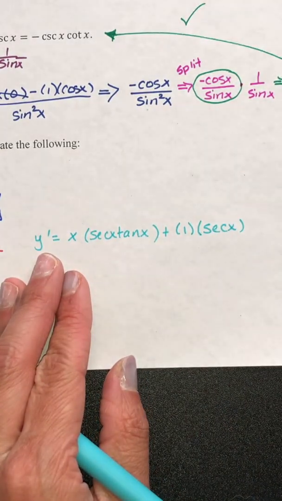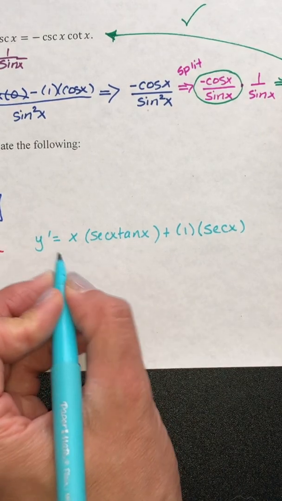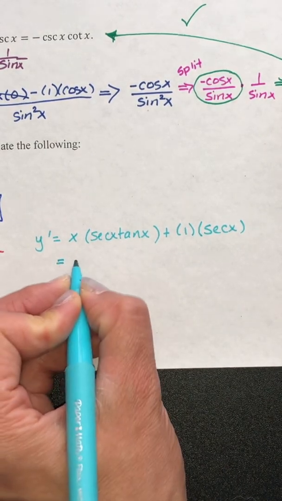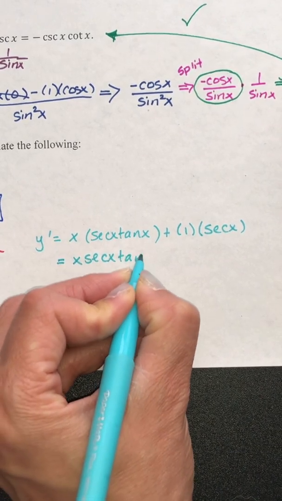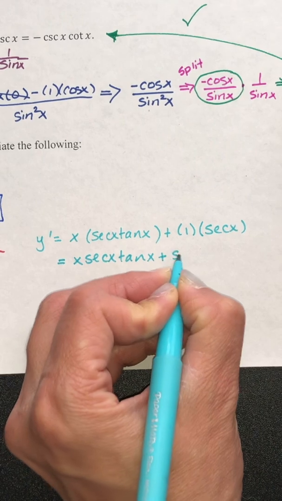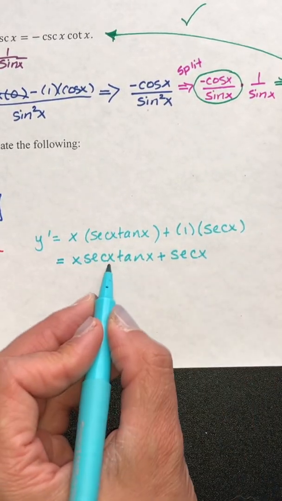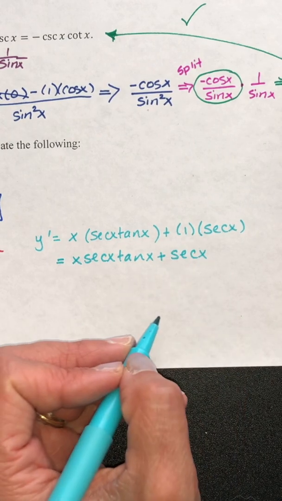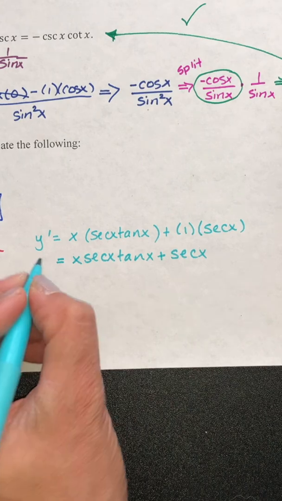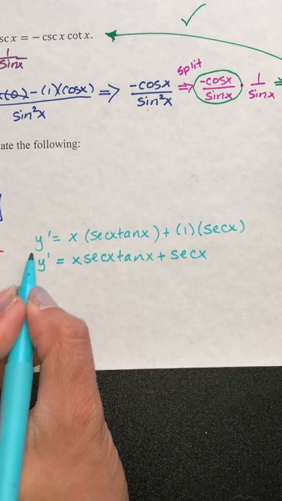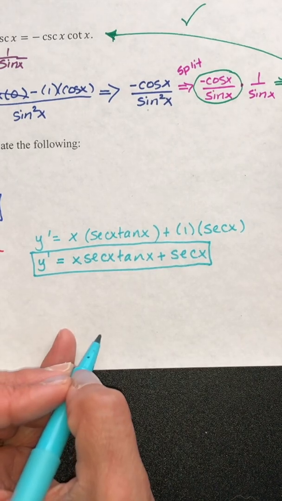Okay, so now all I have is, if I take away those parentheses because I don't really need them, x secant x tangent x plus secant x. Well, they do have that common factor of secant x, but even if I factored it out, I would have x tangent x plus 1, and there's nothing I can replace that with. So I can't make this smaller, so it's done. And there's the derivative.